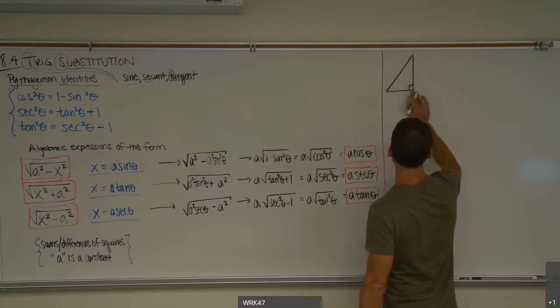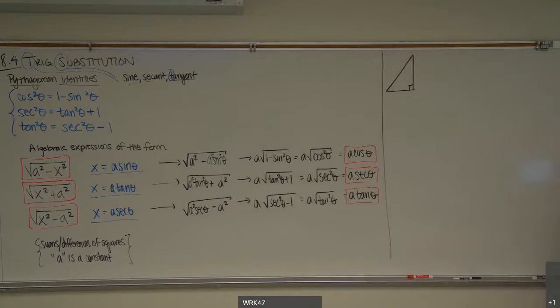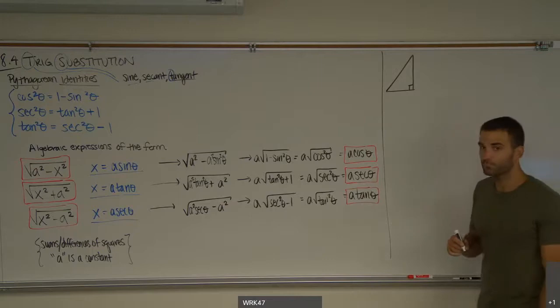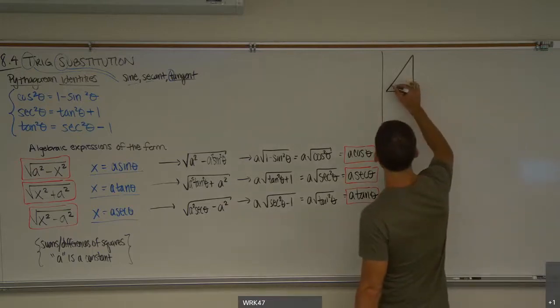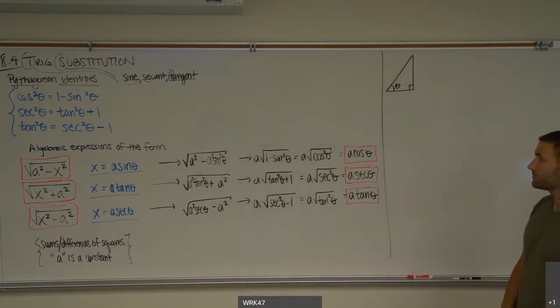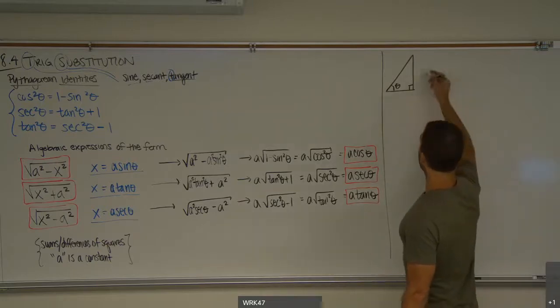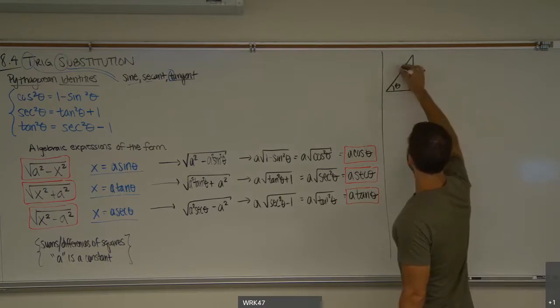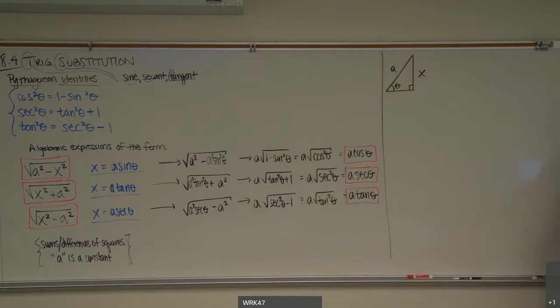Why do I do this? Because it may help us when we rewrite answers to integrals using trig substitution. We may want to draw a triangle at some point. And so say we have a right triangle here and we have some angle theta. And say we have two sides known to us, say we have x here and a here. So the opposite side is x and the hypotenuse is some constant a.